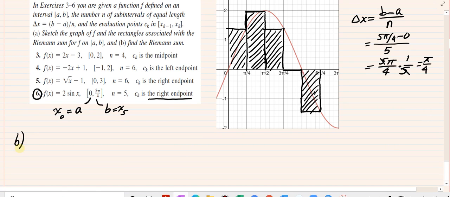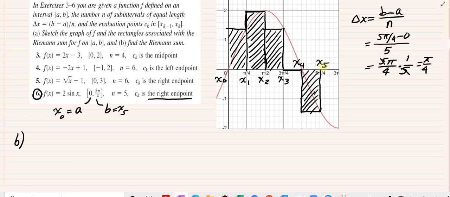So for part B. Now, in part A, remember this is x sub 0, x sub 1, x sub 2, x sub 3. This would be x sub 4, and here's x sub 5. Because those happen to be our evaluation points, the right endpoints, they become the c's that we need in our Riemann sum.